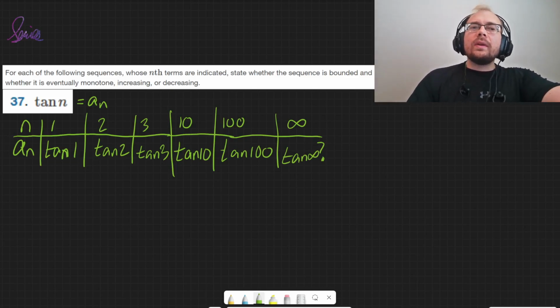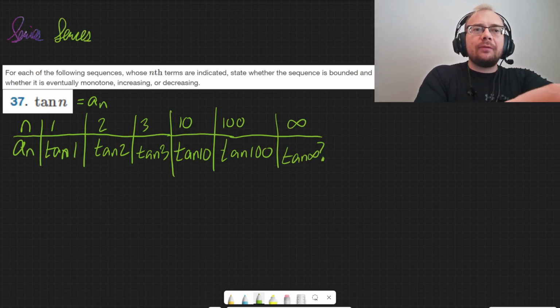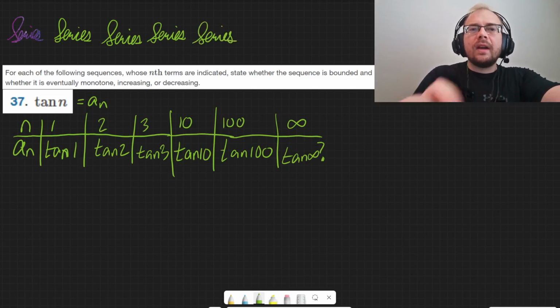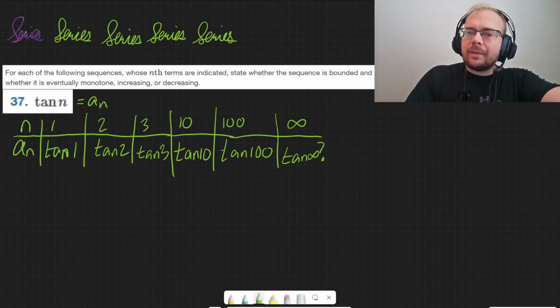So what we could do is we could just graph it, right? And if we graph it, or if you know what the tangent graph looks like, you just have it memorized, then you might already know the answer to whether it has an infinite limit or not. Because if you know the graph, then you know whether it ends or not at a certain place. But let's just go ahead and get a little sketch.